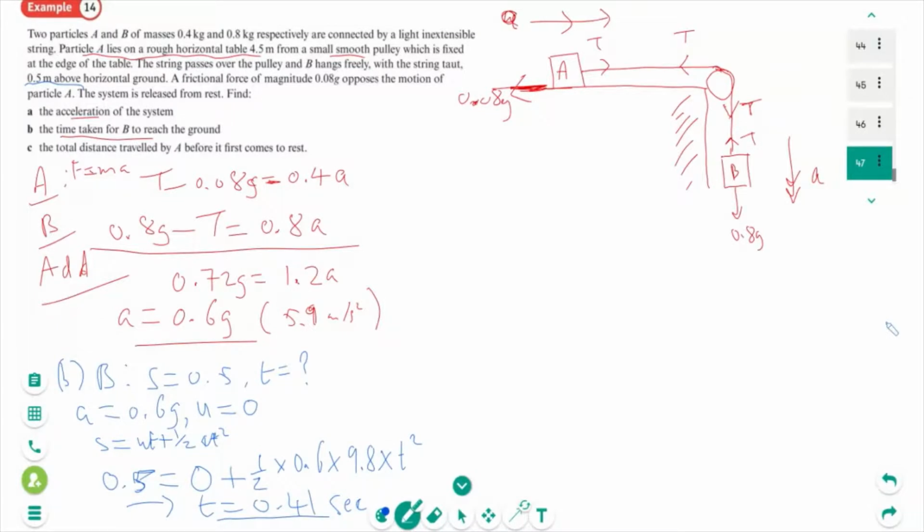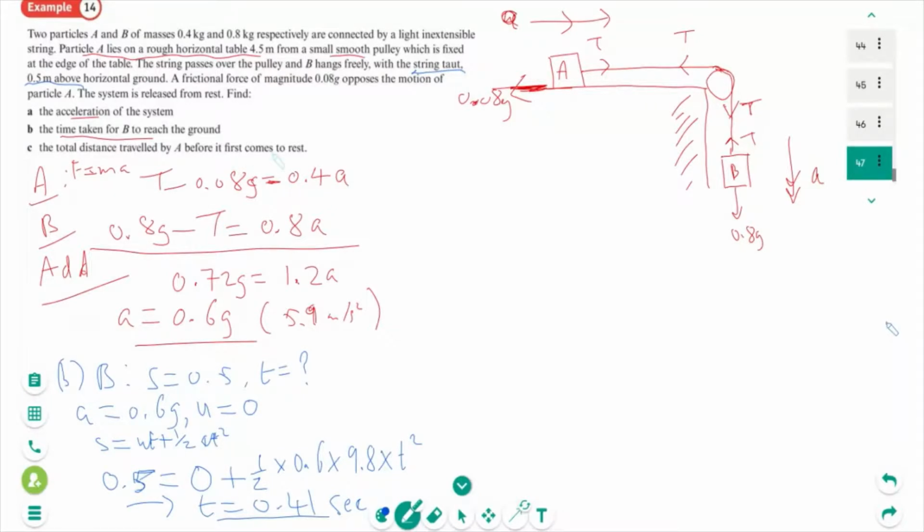Part C is the tricky part. Find the total distance traveled by A before it comes to rest. In the question, as the particles are moving, the string is taut. That phrase means there is tension in the string. So when there's tension in the string, the particles are connected. So you want to find the total distance moved by A before it comes to rest.